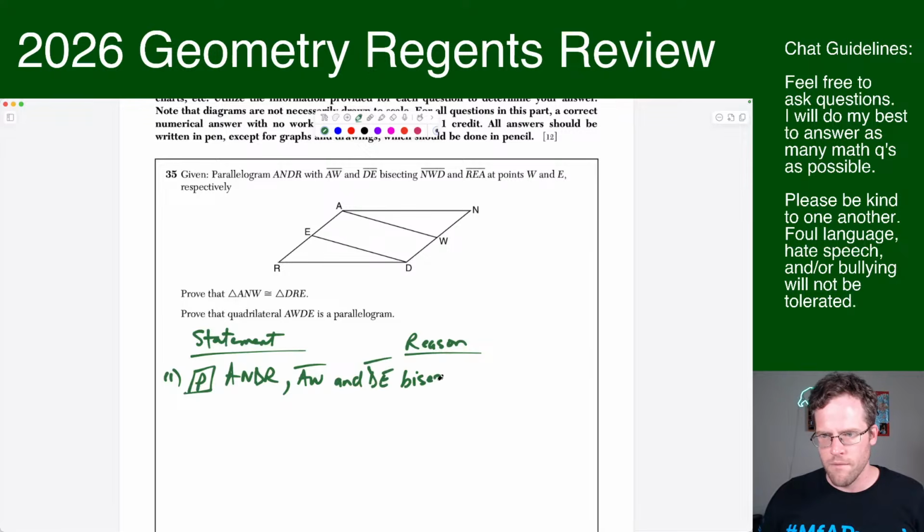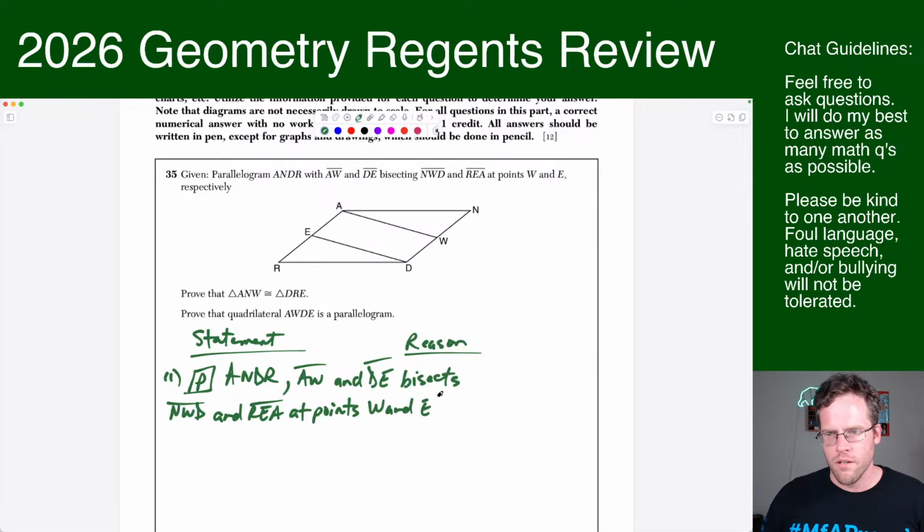bisect. And you know what? This one, yeah, I guess I got it right over here. NWD and REA. I did it a little different than the model response, so bear with me. But this is a little bit old, this style. So I'll show you the model response too when I'm done with this. Respectively.